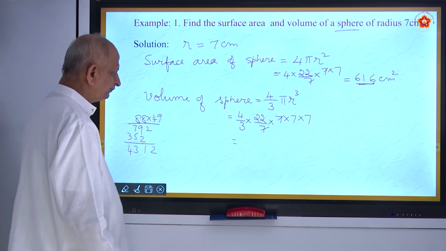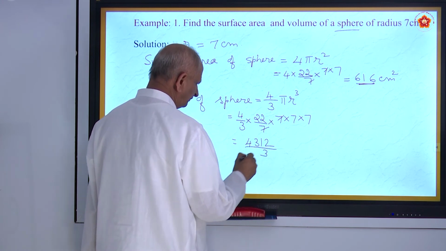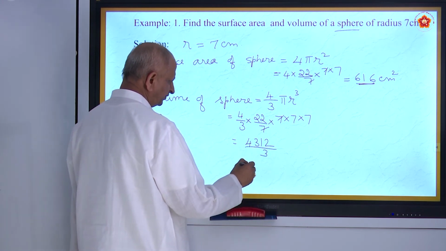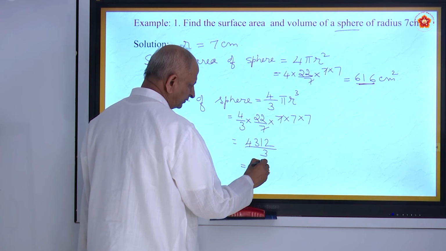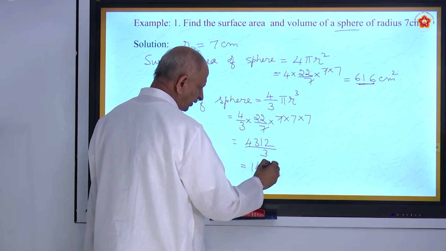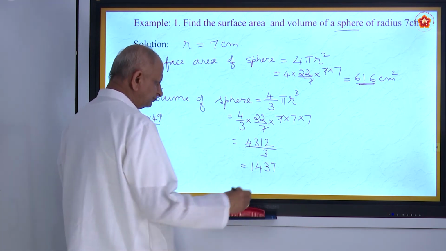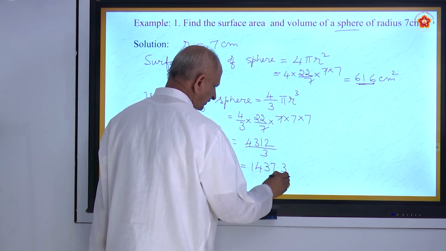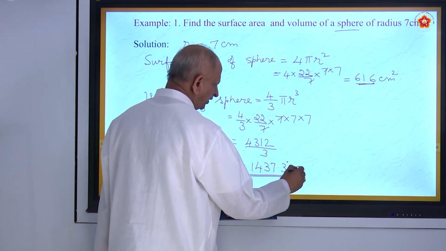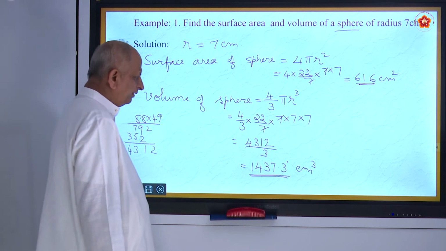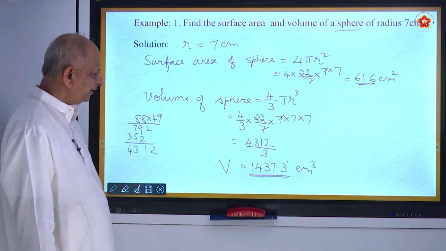So the numerator has 4, 3, 1, 2. Denominator 3. So 3 1s are 3, then 1, 3 4s are 12, then 1, 3 3s are 9, then 2, 2, 3 7s are 21. 0.33, like that it comes recurring. And so much of centimeter cube. That is the volume. V is equal to 1347.3333.